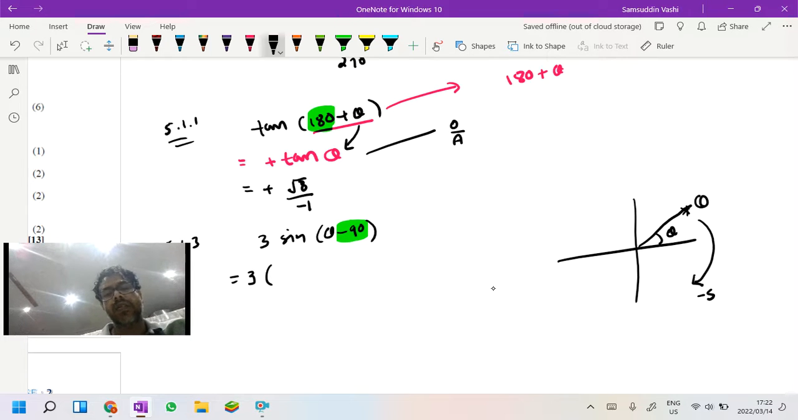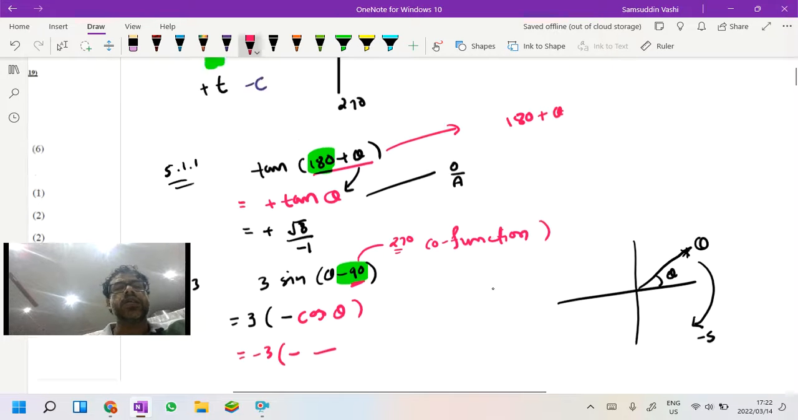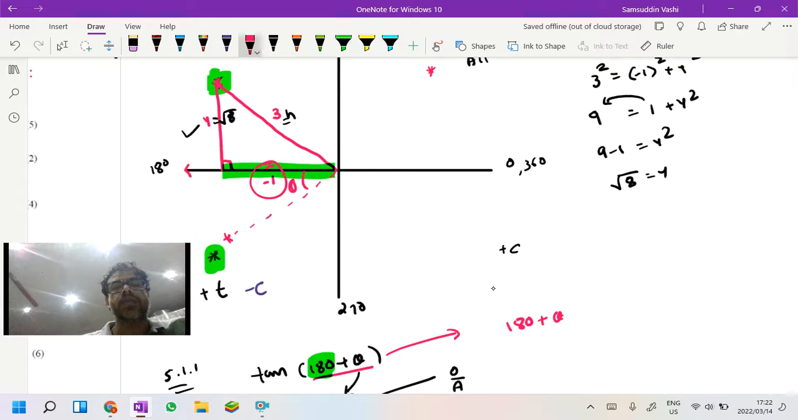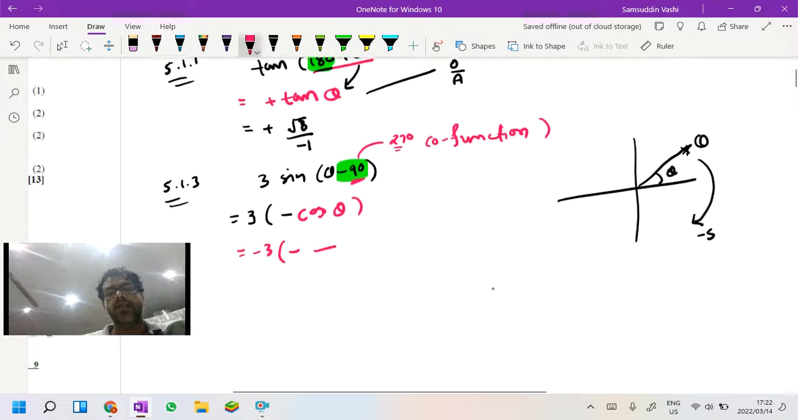So my reduction formula is going to be negative. But theta minus 90, 90 minus theta, they are my co-functions. So whenever 90 and 270 is involved, it will become a co-function. And whenever the co-function is there, I'm going to change my function sine into cosine theta. Then now I'll go to the diagram and substitute. What is the value of cosine? Cosine theta is adjacent over hypotenuse. So -1 over 3.